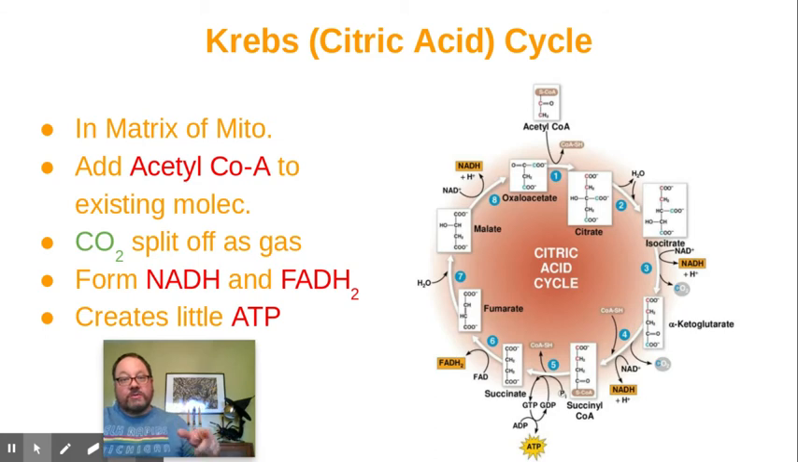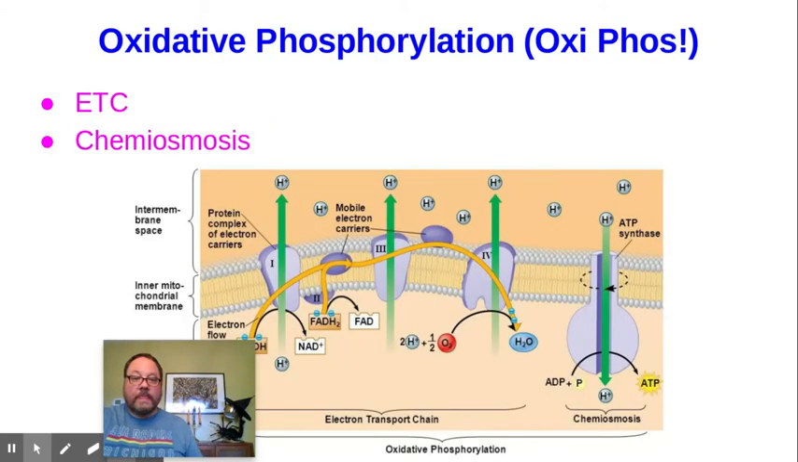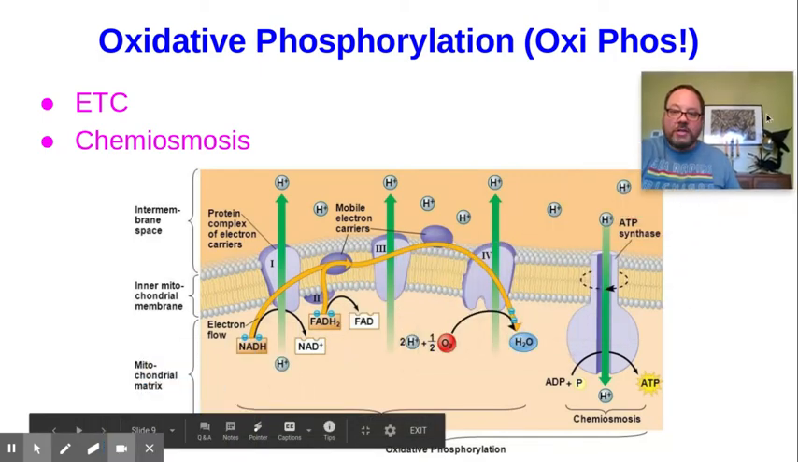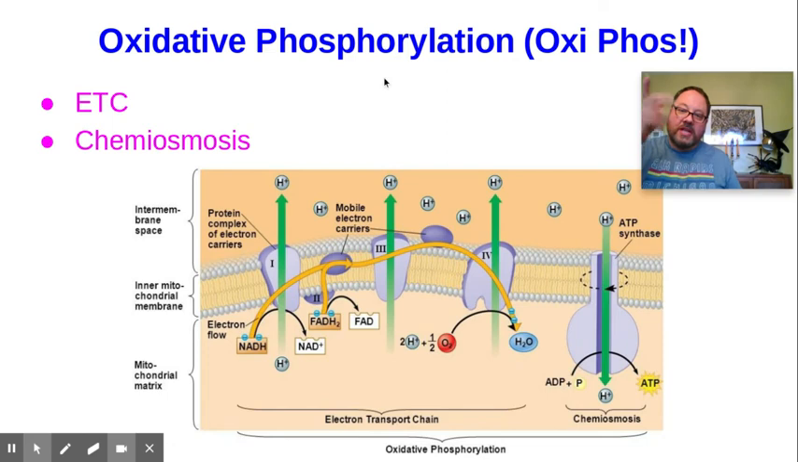Well, that is what we do in the third set of reactions here. That's oxidative phosphorylation. So what do you do with all that NADH and FADH2? Well, you just send it to the cristae. If you'll recall, mitochondria have 2 membranes, that outer membrane and then the highly folded inner membrane. That highly folded inner membrane is called the cristae.